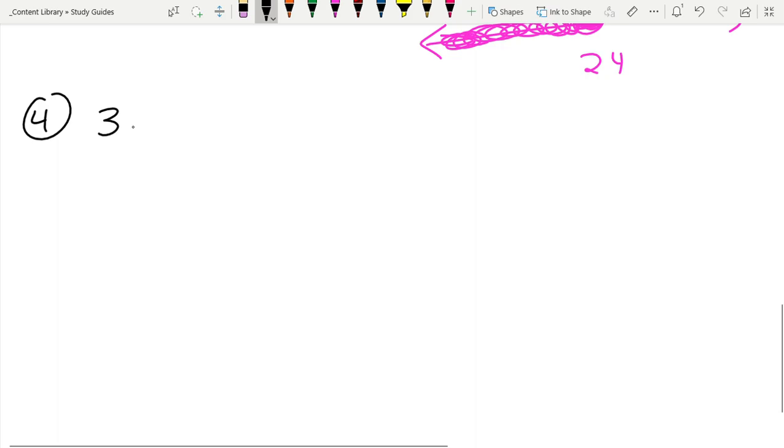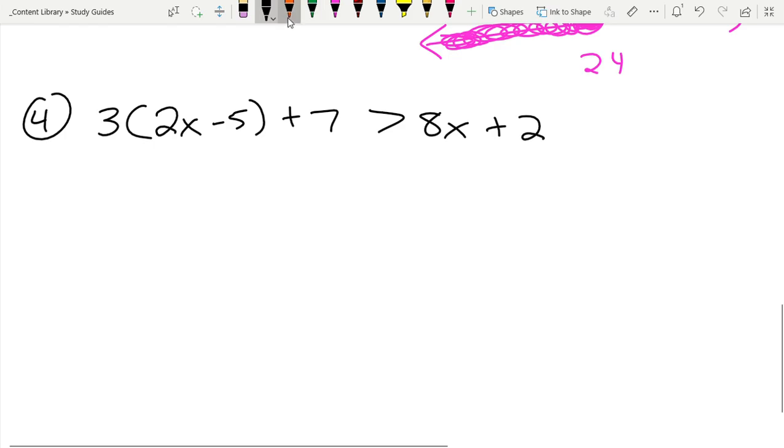We have 3 parentheses. I'm going to use an x instead of t, so it doesn't look like a plus sign. So I'm going to say 3 times (2x minus 5) plus 7 greater than 8x plus 2. So I can't play the game because I've got pieces trapped inside of the box. So we're going to use that distributive property to get them out.